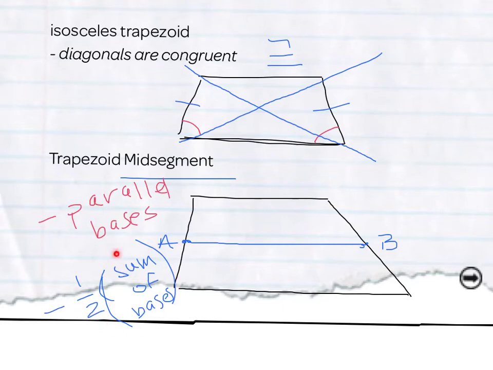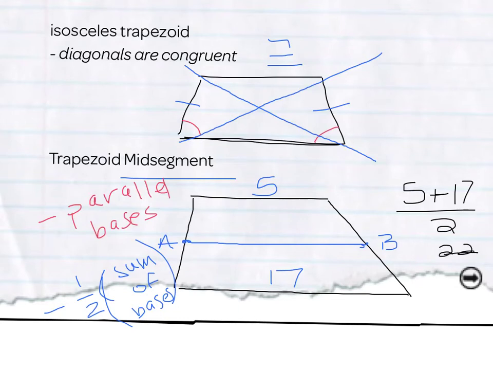So if we were to find, say, the length of this base and say it was 5, and the length of this base was 17, then we would take the sum of these two, 5 plus 17, then we divide by 2, and we get 22 over 2, which is 11. So that would be the actual length of this mid-segment, 11.